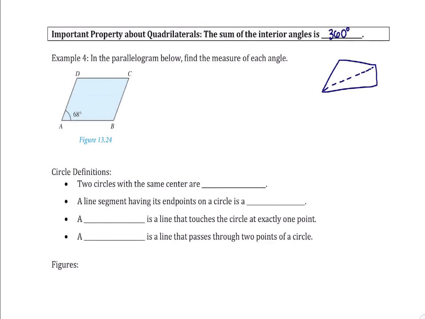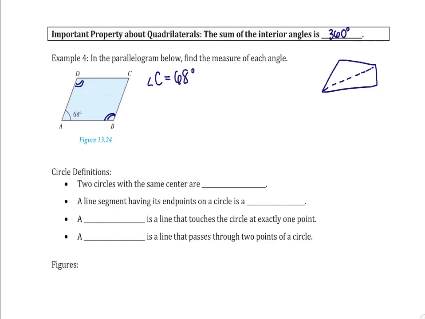Specifically in parallelograms, where we have opposite angles always equal to each other, we can easily find the measure of angle C because it has to be opposite angle A and would have to be equal to the measure of angle A. Now finding the angles for D and B is a little bit harder, but we do know that they're going to be congruent because those will be opposite each other.